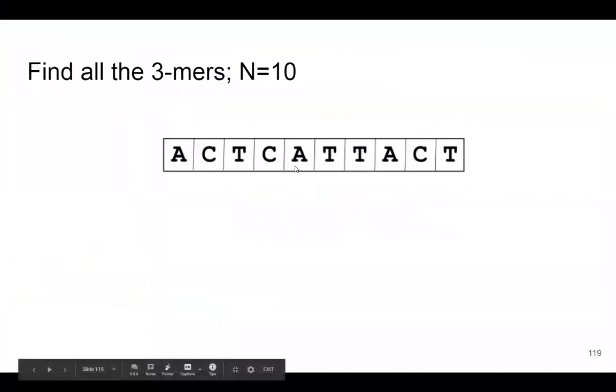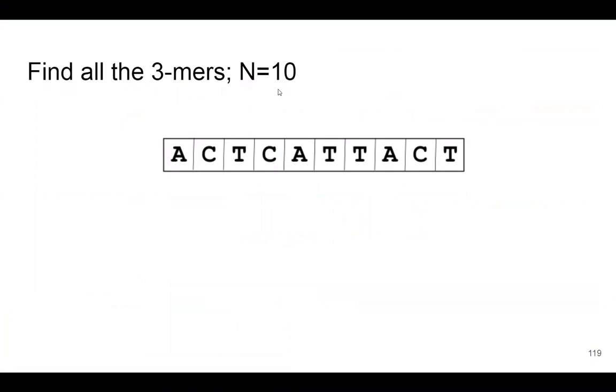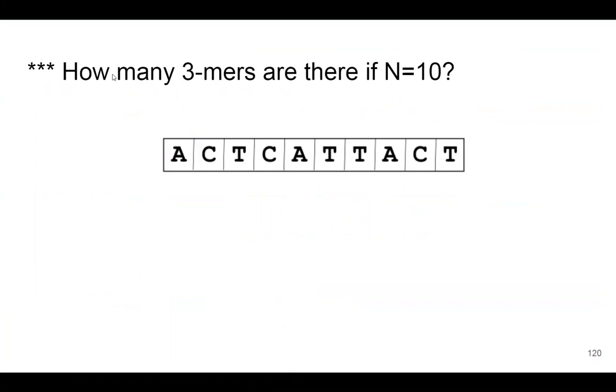So if we ask you to find all the 3mers in this array and n equals 10, imagine that scenario. The first question is, how many 3mers are there if n equals 10? Everyone could pause the video and answer that question. All right, so hopefully most of you came up with the answer 8. The 8 3mers in this array are ACT, CTC, TCA, CAT, ATT, TTA, TAC, and ACT.